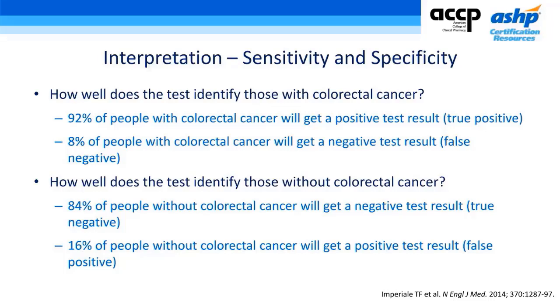So that is a true positive, which means 8% of people with colorectal cancer will get a negative test result, so a false negative. And then how well does the test identify those without colorectal cancer? So specificity, 84% of people without colorectal cancer will get a negative test result. So that is a true negative. And then that means 16% of people without colorectal cancer will get a positive test result, so a false positive. So ideally, you want 100% for sensitivity and specificity, but in the ideal world, that rarely happens.